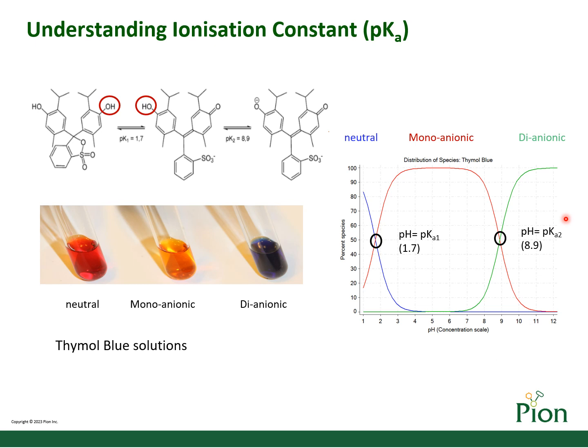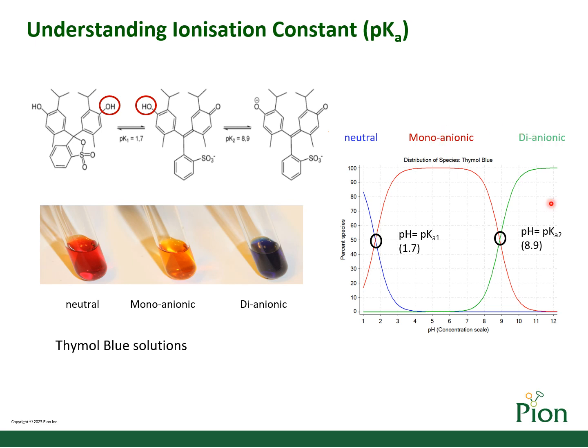Thymol blue has two pKa's. The first pKa is 1.7 and the second 8.9, meaning that there are two changes in the structure depending on the pH. The first pKa is the pH where 50% of the species in solution are neutral and monoanionic. The second pKa is when 50% of the species in solution are monoanionic and dianionic.